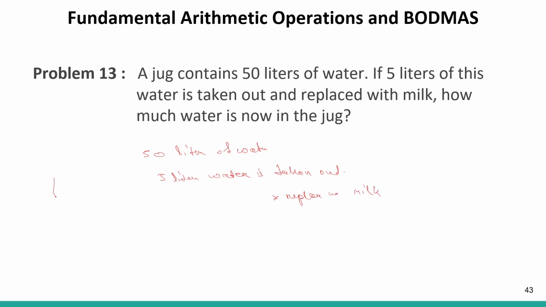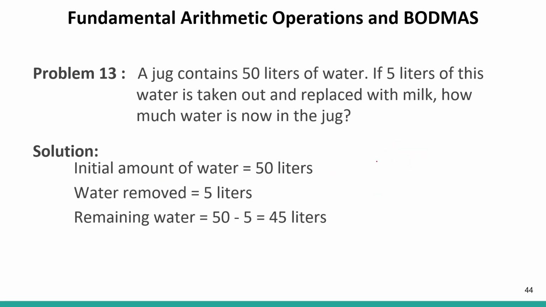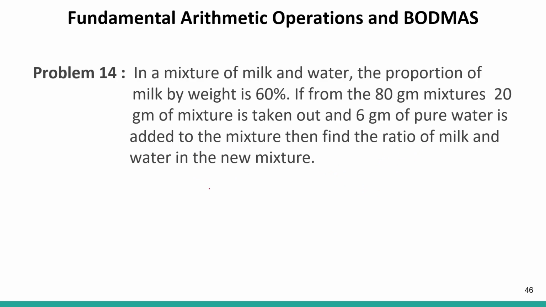So the jug had 50 liters of water. If 5 liters of water is taken out, the remaining is 45. 5 is out, and replaced with milk, so plus 5 milk. How much water is now in the jug? Water is still 45 liters. Let's see problem number 14.